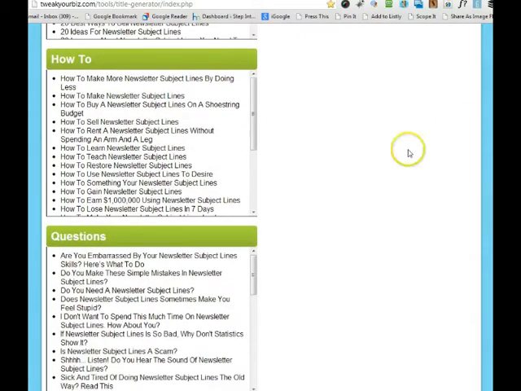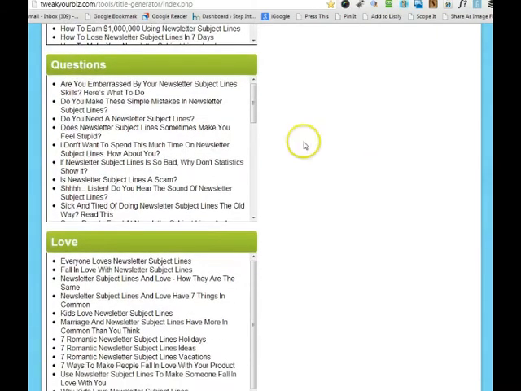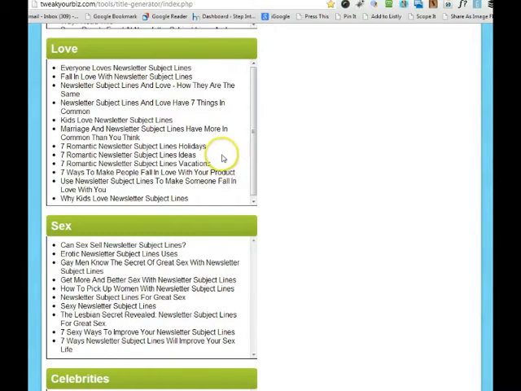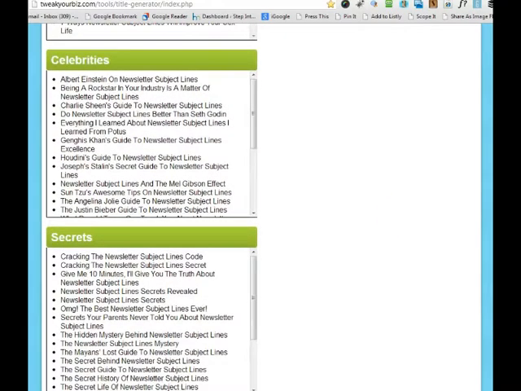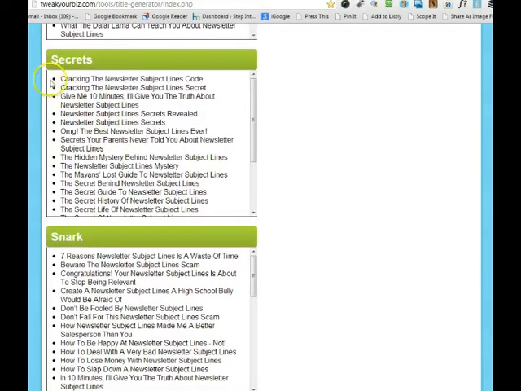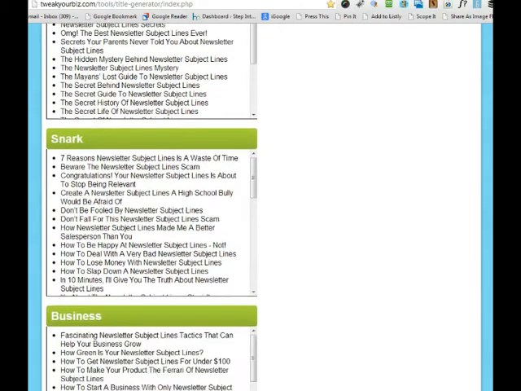There's also a how-to category: how to sell, how to rent, how to learn, how to teach. There's also a questions category, so in other words, the topic as a question. There's a love category: all in love with newsletter subject lines. There's a sex category, celebrities, so how to work a celebrity into your topic: what Google can teach you about newsletter subject lines, what Donald Trump can teach you about newsletter subject lines. I don't know if Justin Bieber can tell us anything about subject lines, but there you go. Secrets. Secret is often a good word to use in headlines and subject lines. People like to know secrets. We love gossip.